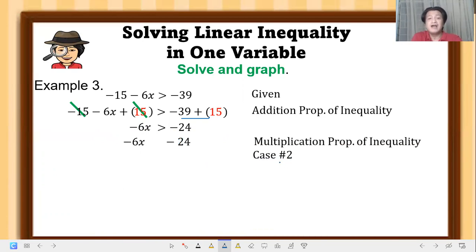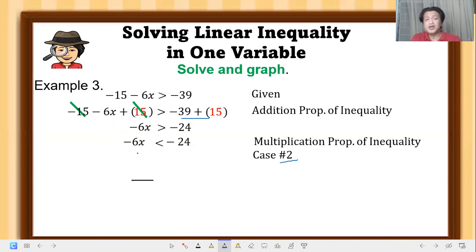But take note, nakalagay dito case number 2. Balikan natin, no? Ano ba yung case number 2? Since ang given numerical coefficient ni x is negative, sabi sa rule natin, if you multiply any negative number on both sides of the inequality, i-reverse natin yung sign of the inequality. If the given is greater than, kapag ni-reverse natin yan, magiging less than na po siya. And you can now divide or multiply by the reciprocal of negative 6.